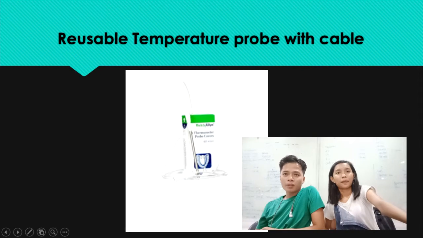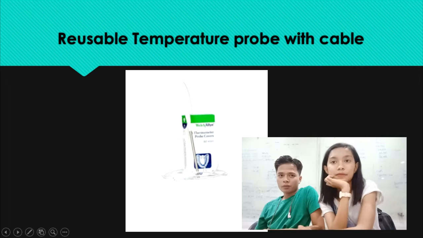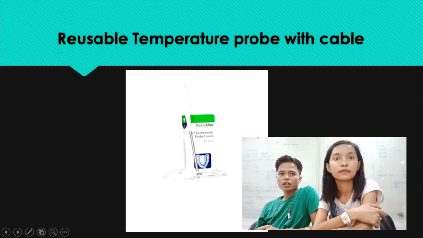Next is the reusable temperature probe with cable. It allows the patient to take his or her body temperature.